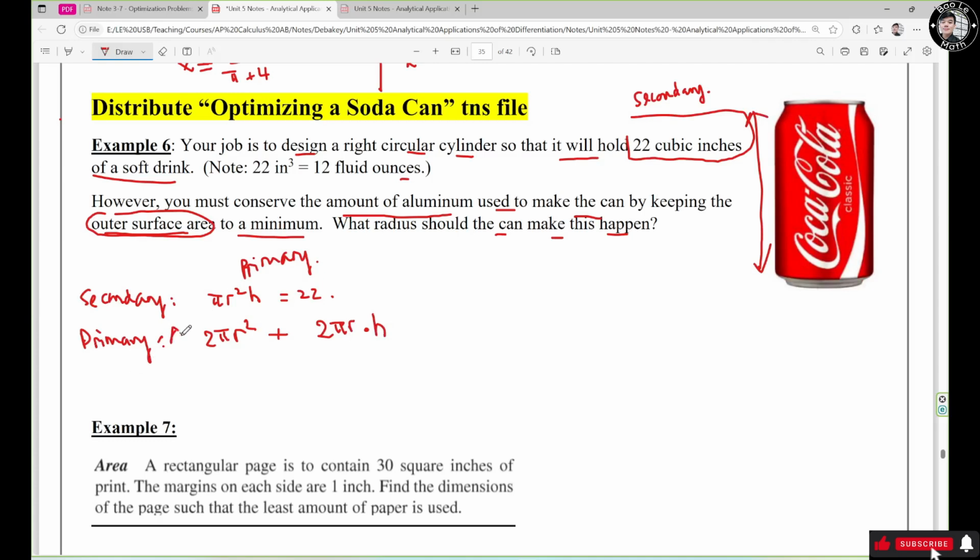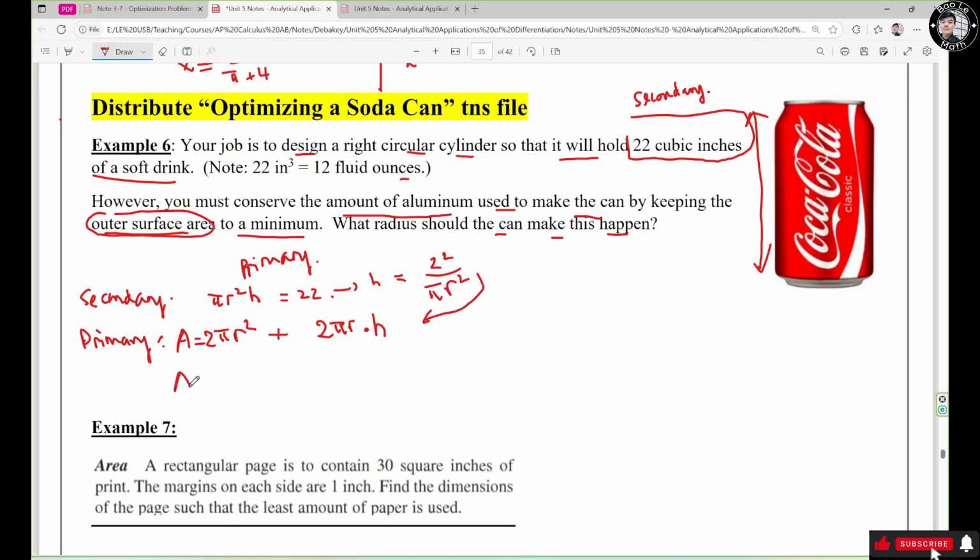And this one is A. Now from the first equation, I need to solve for h equals 22 divided by pi r squared. Substitute this one into the second equation.